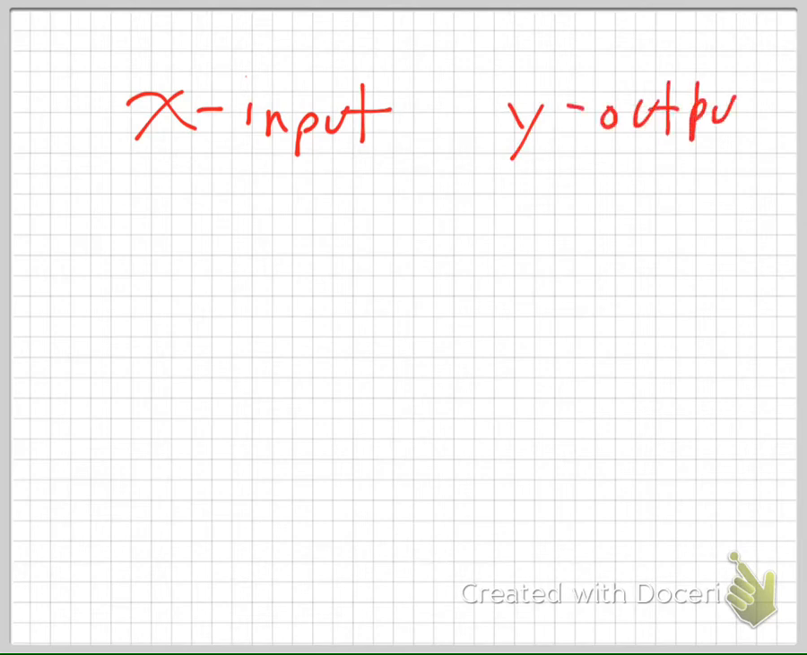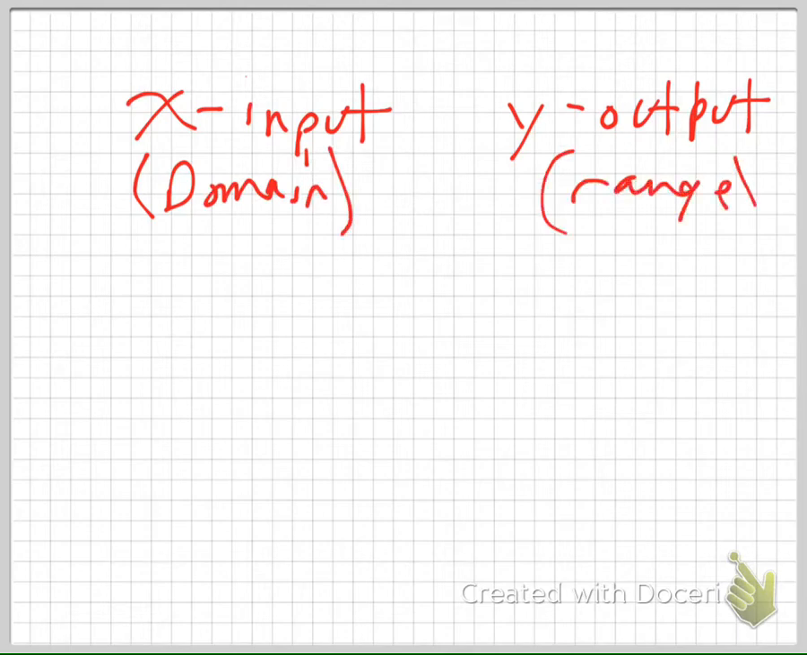Let me show you this. Remember, we have the x is input, and the y is output. Right? We know this. Another name for these things, you ready for this? Another name for them is the domain and the range. Okay, the domain is also the input. The x, all the numbers that x can be, that's what the domain is. And all the numbers that y can be, that's the range.